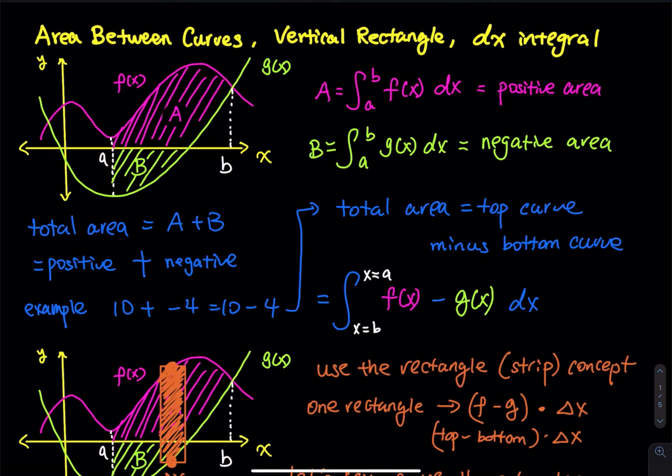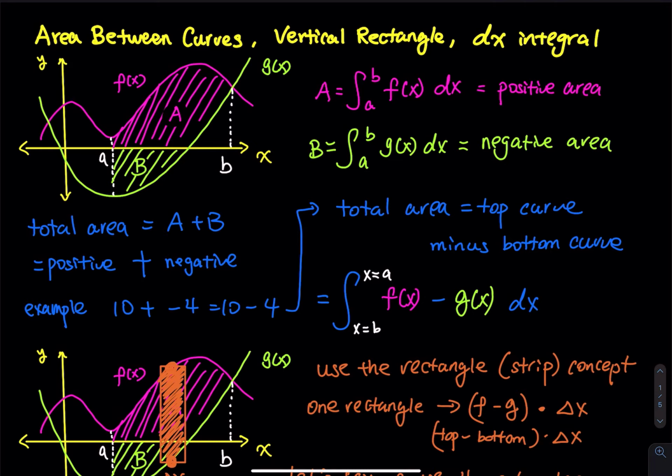Area between curves, there are two cases. So the first case is a dx integral, where you have a vertical rectangle. I will explain all of those in this video. And then the next case is using a dy integral, where you have a horizontal rectangle. So let's take a look at case 1.